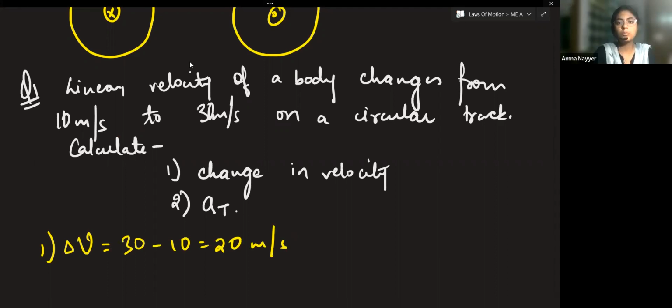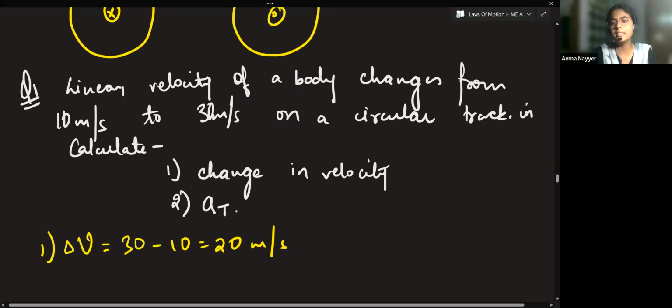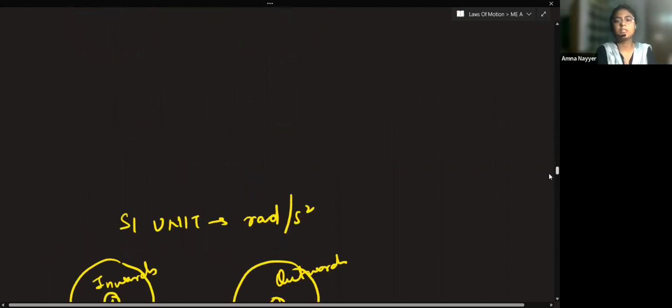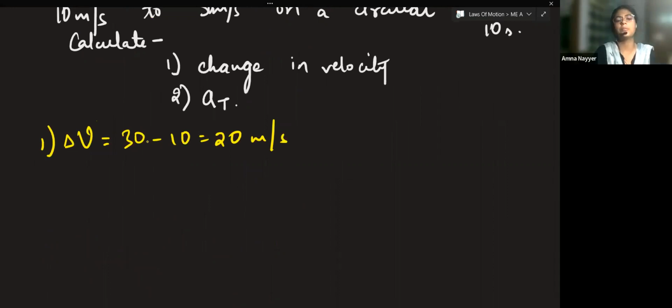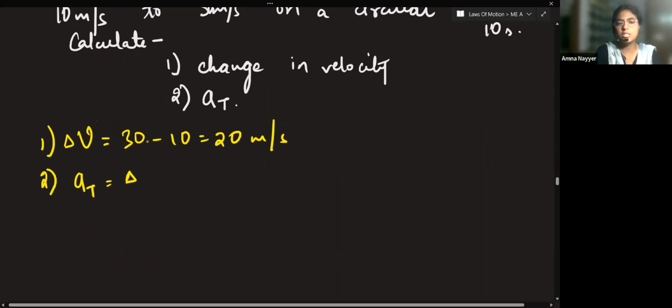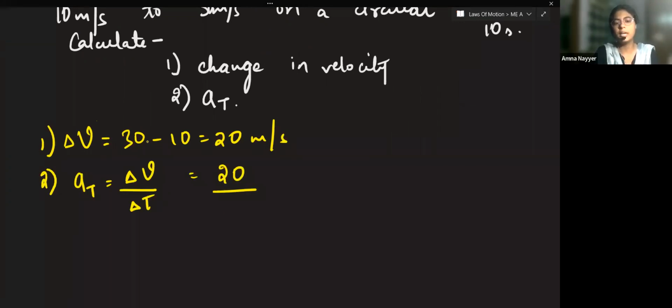Tangential acceleration is simply change in velocity divided by time. So let's say on a circular track in 10 seconds. Now we'll be able to calculate. The second part is just the application. This is a random question that I have taken. After this, we will be doing proper questions. Tangential acceleration is change in velocity by change in time. So that becomes 20 divided by 10. This gives 2 meter per second square.